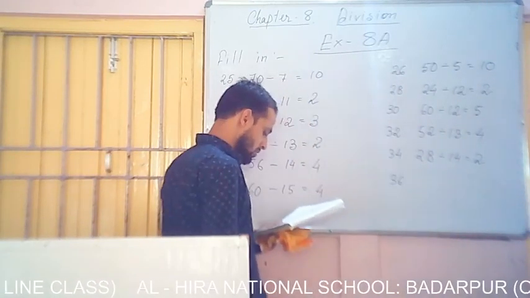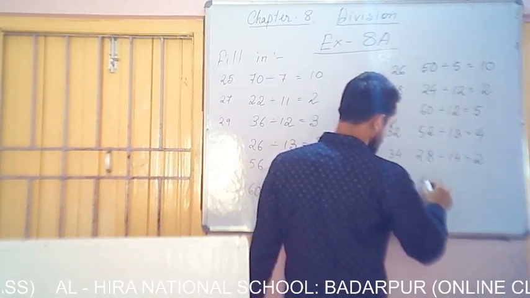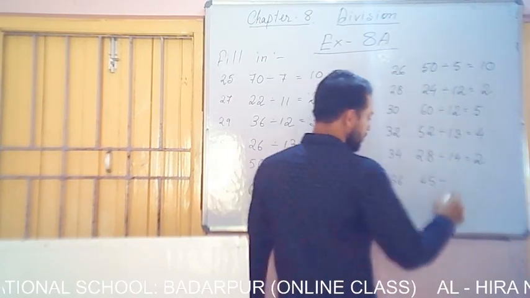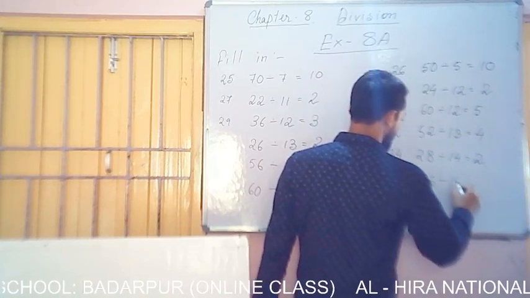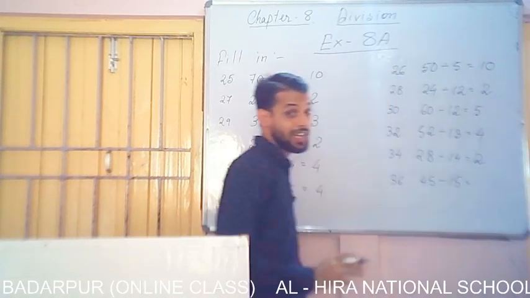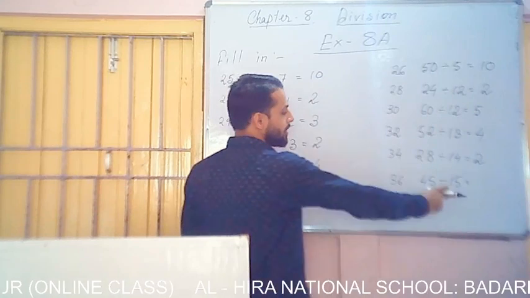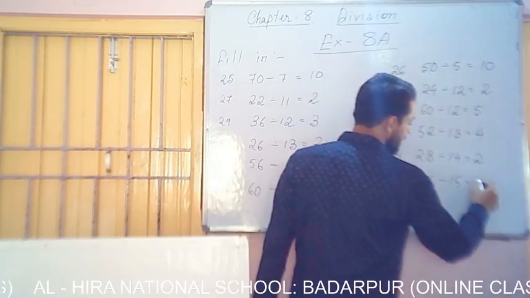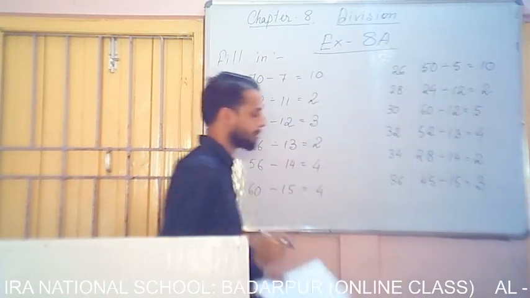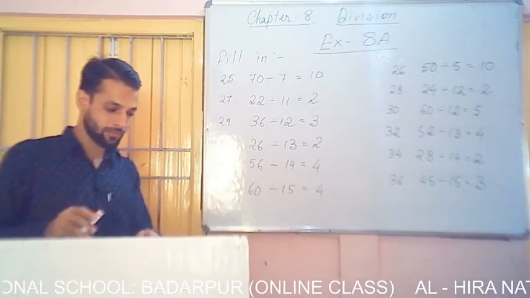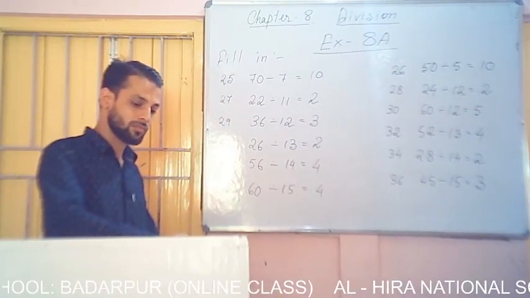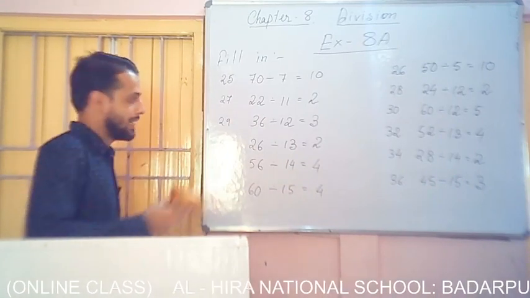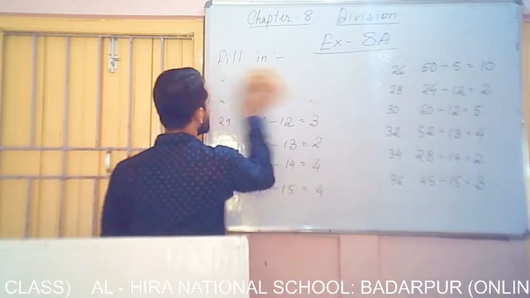36. So question number 36 is what? 45 divided by 15. So here again we have to follow 15 table. So if we divide 45 by 15, we'll get what? We'll get 3. Okay. So let me wrap this thing.